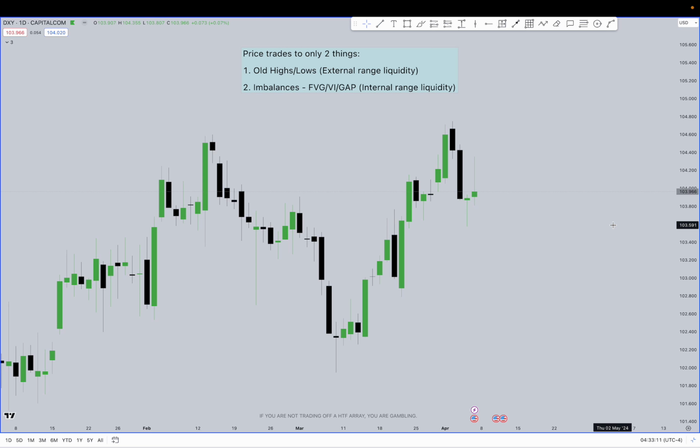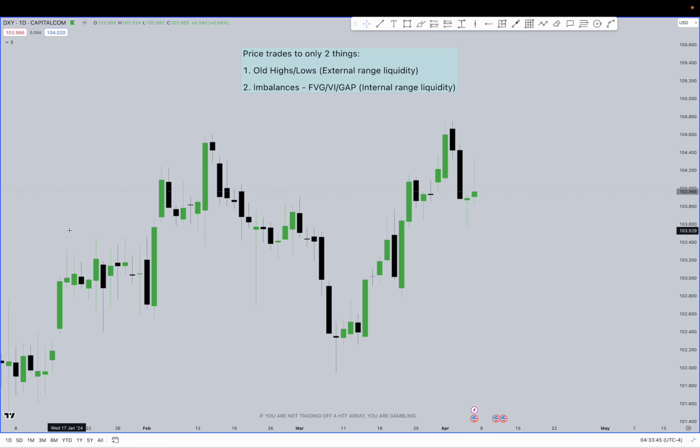Basically, for daily bias, and if you want a framework for where the market is likely to go, you only need to look at two things: price trades to old highs or lows, or imbalances. Fair value gap, volume balance, a gap. For simplicity's sake, we're only going to focus on fair value gaps today. And what you see is price will trade first to external range liquidity and then to internal range liquidity, and also vice versa. So internal range liquidity back to external range liquidity. And let's take a look at how this works out.